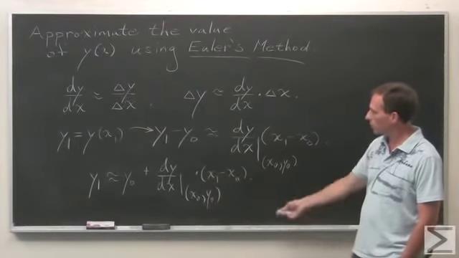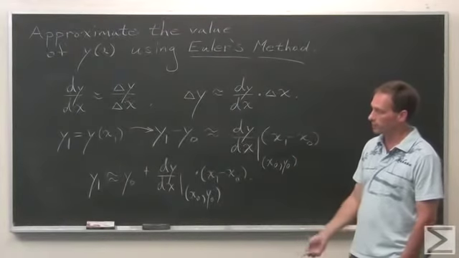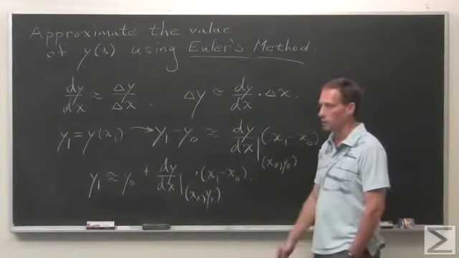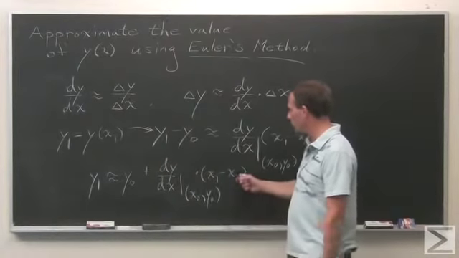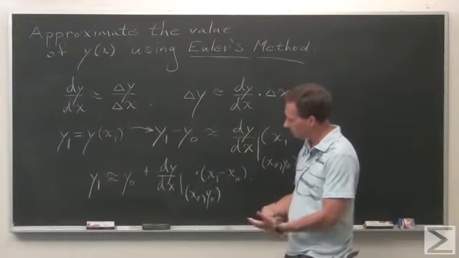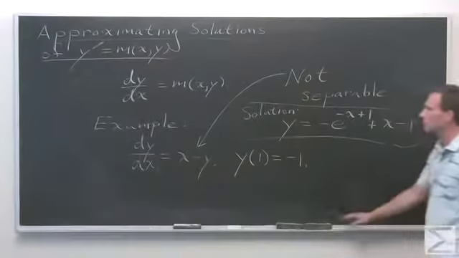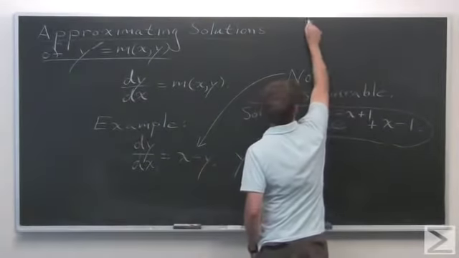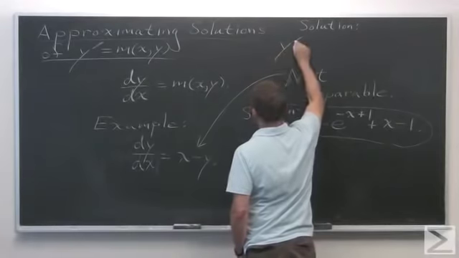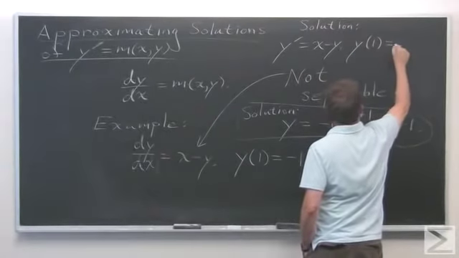So we could use x naught and y naught, our initial x and y values. We were given that when x is 1, y is minus 1, in our initial data. So we could use that for x naught and y naught, then use 2 for x sub 1, our next x value, and get an approximation for y at 2. This won't be very good. Let me write the real solution up here, to get it out of the way. In fact, I'll write the differential equation up here with the initial data: y at 1 is minus 1.